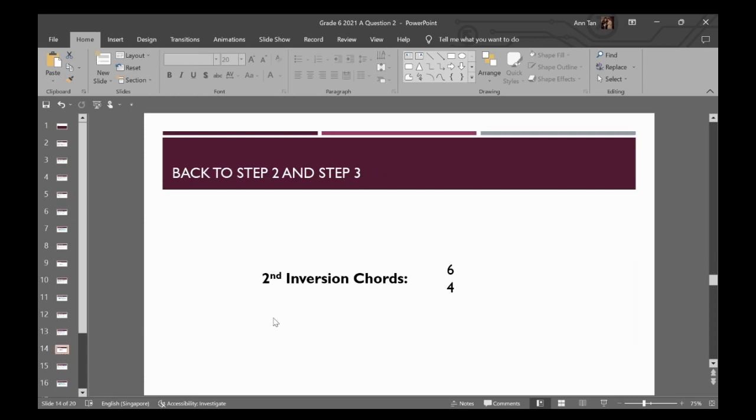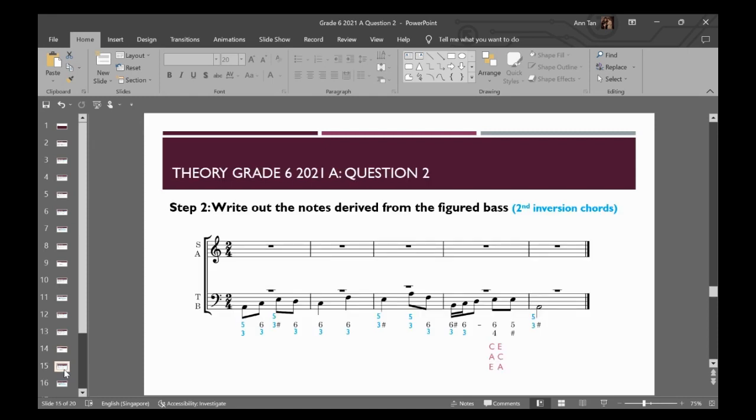Back to step 2 and step 3 for second inversion chords, indicated by what we call the C version or the 6/4 version. 6/4 chords need to be resolved accordingly because it is a weak chord and it needs to resolve depending on whether it's a cadential 6/4 or passing 6/4. There are some other 6/4s that we will explore in the other video.